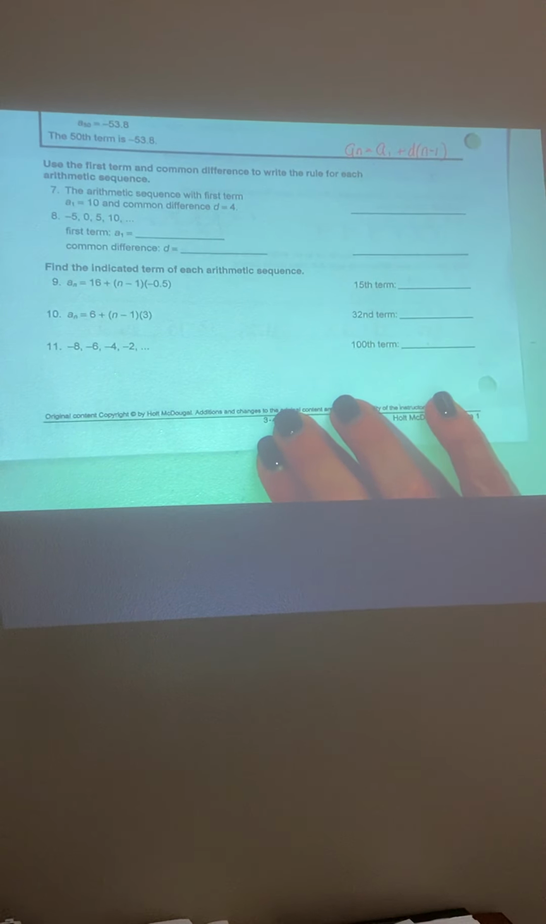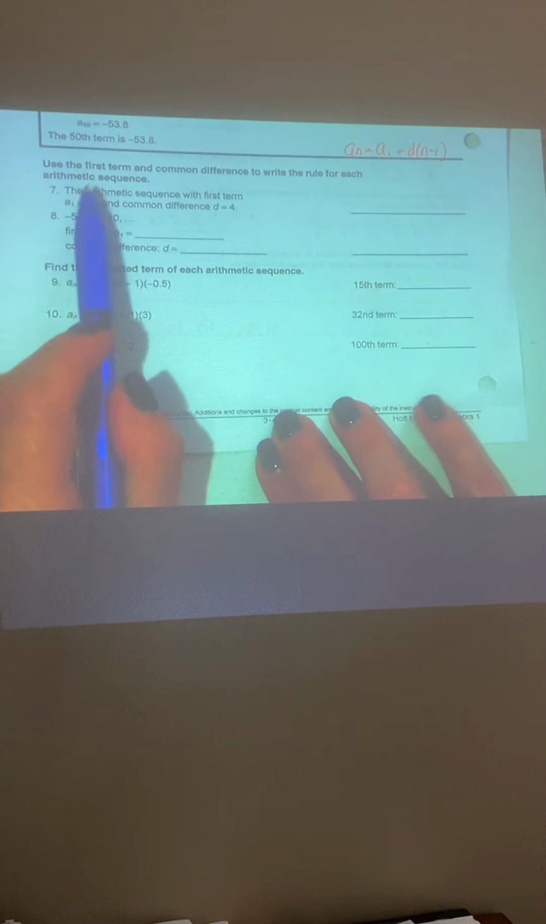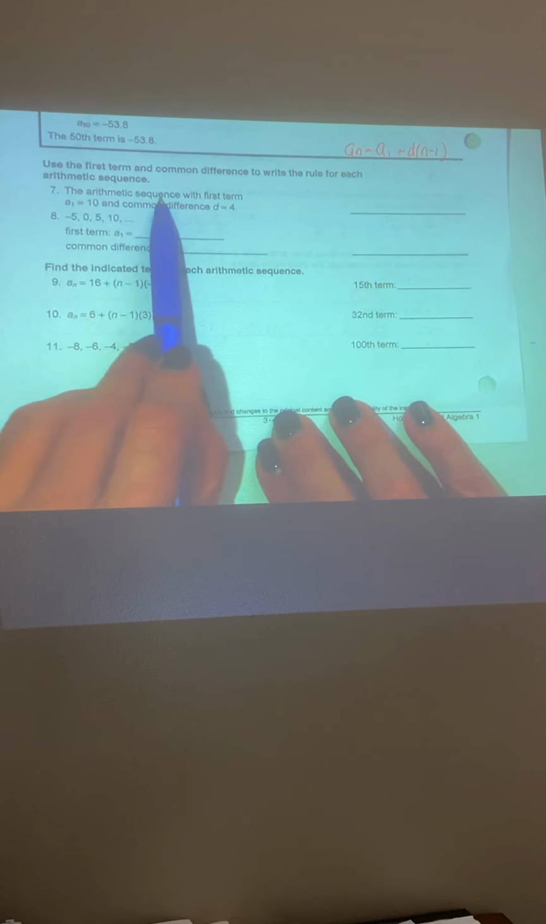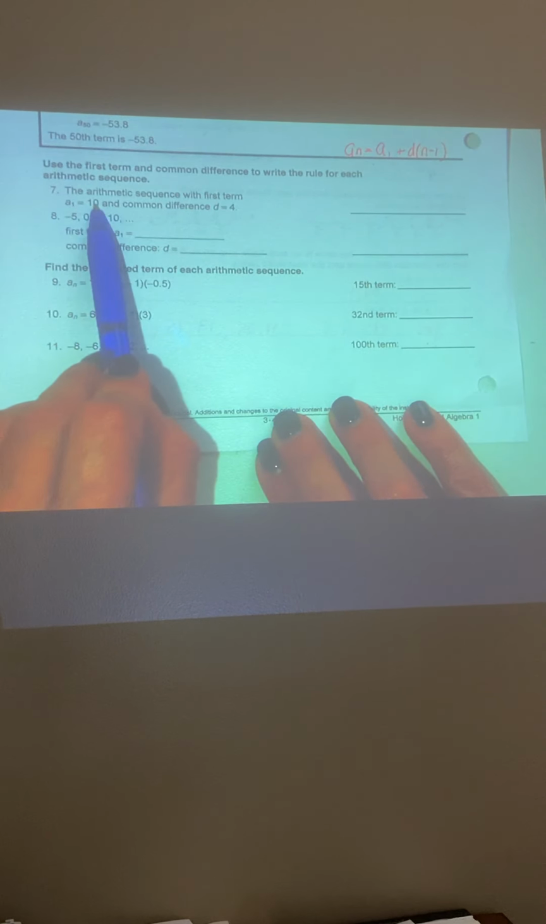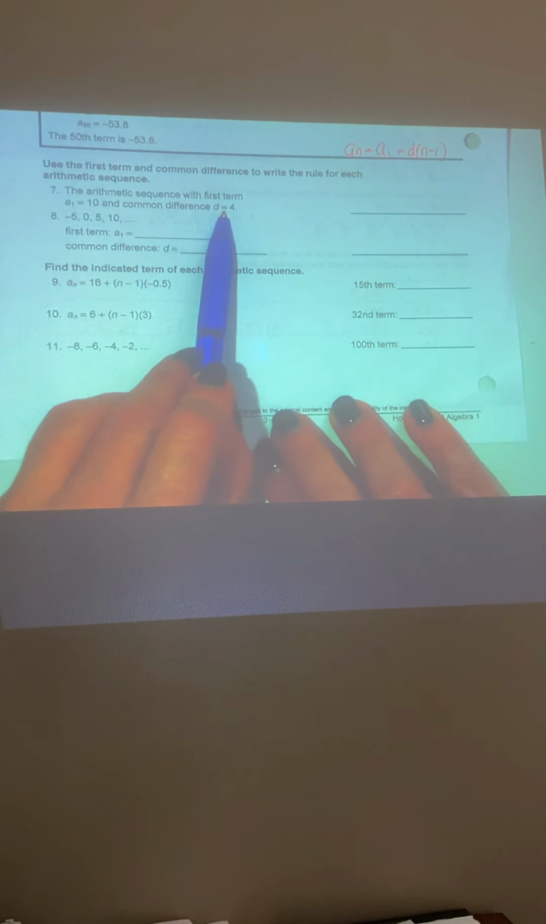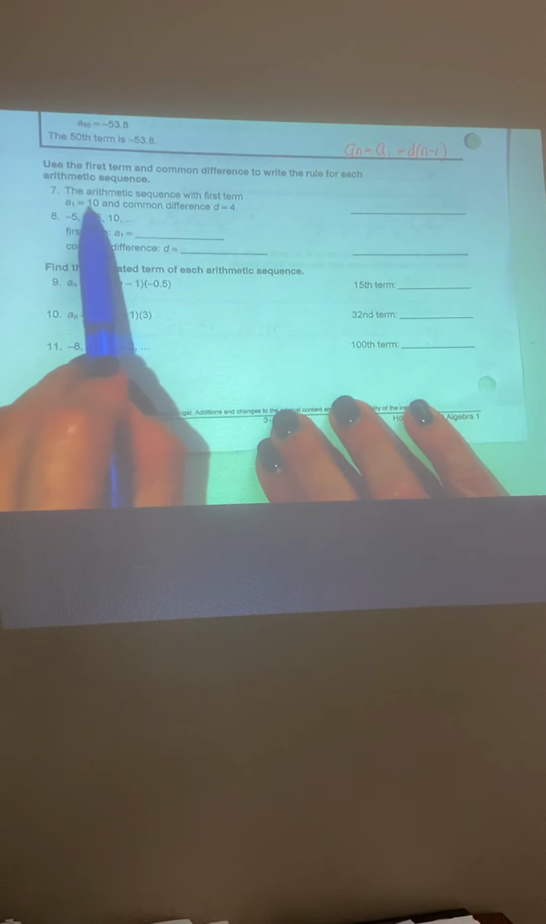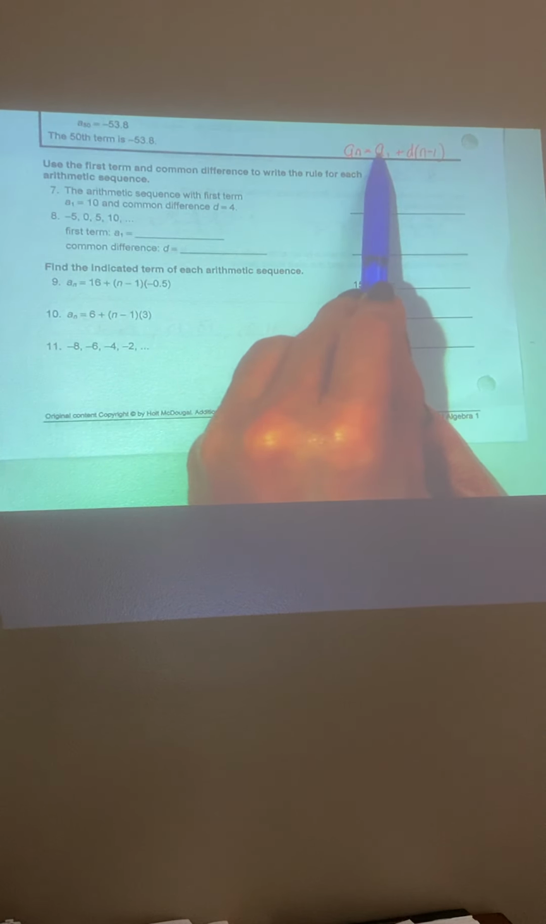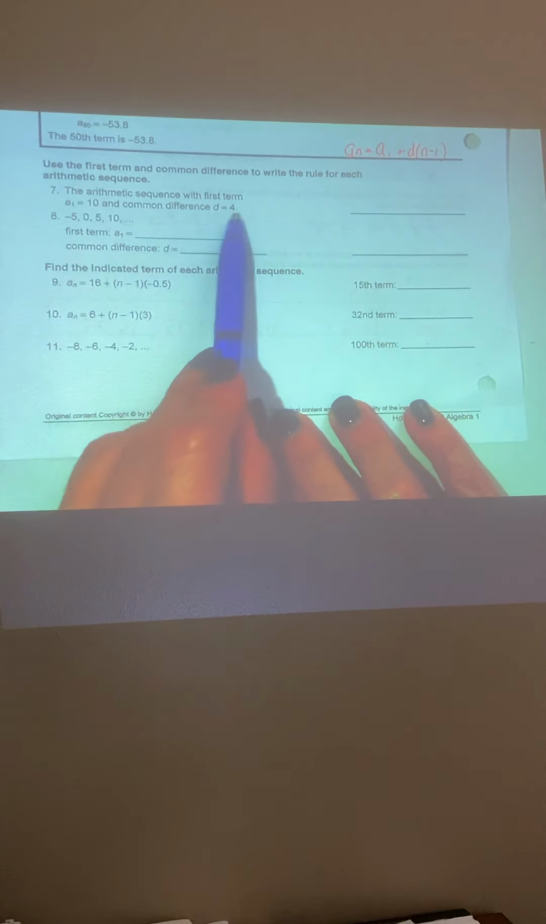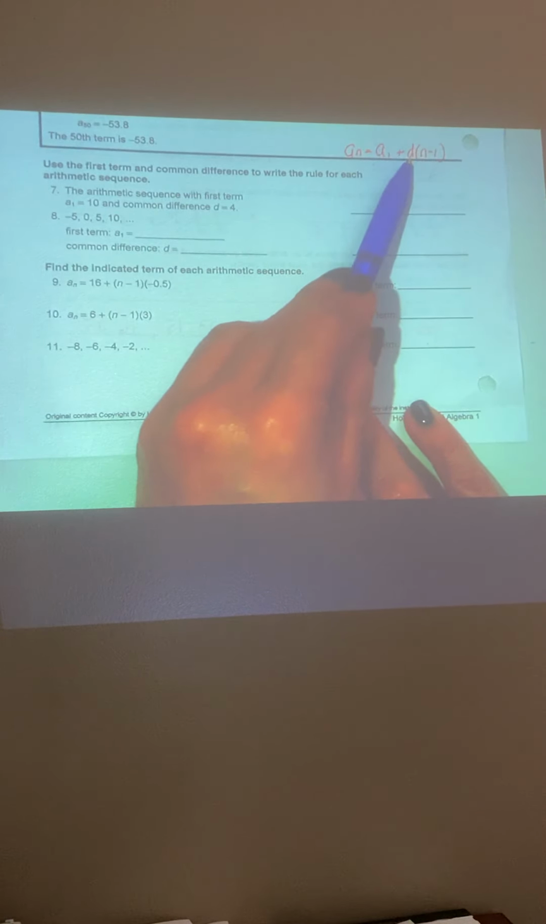Okay, so first problem. Arithmetic sequence, write the first term and the common difference to write the rule. Okay, all we're doing is writing the rule. Notice it doesn't tell me the 50th term, it just tells me the rule. The arithmetic sequence with first term A1 is 10 and common difference is 4. So A1 is 10, that's going to go where A1 is. Common difference is 4, that's going to go where D is.